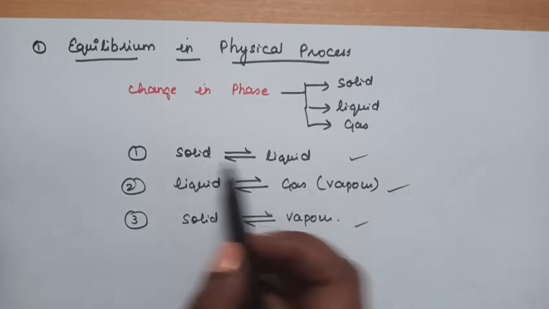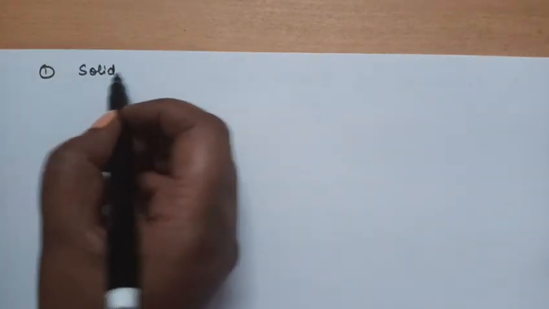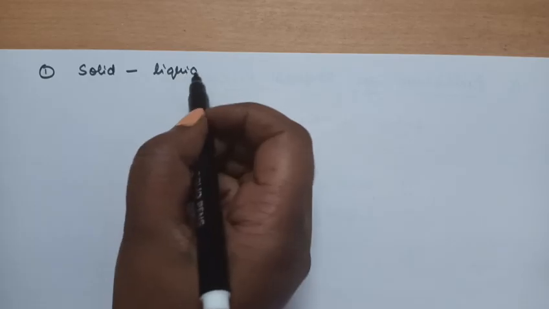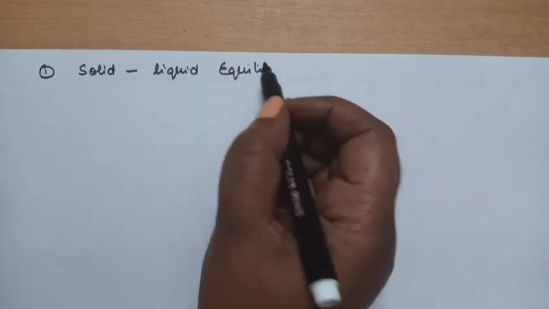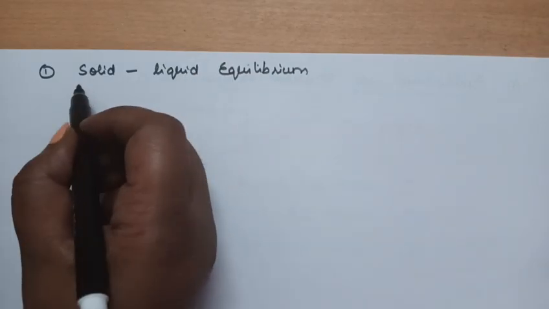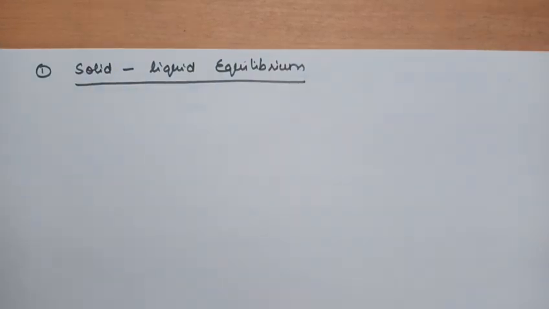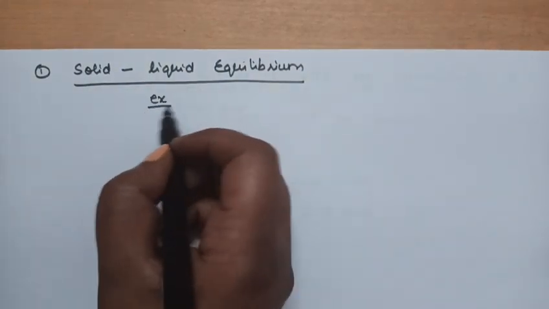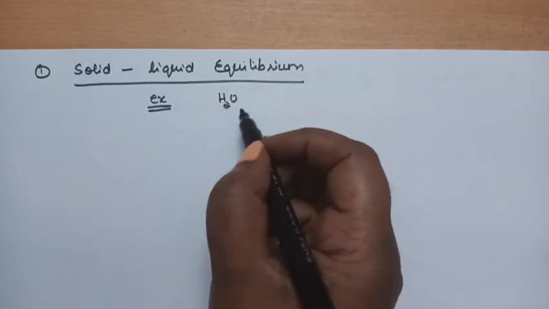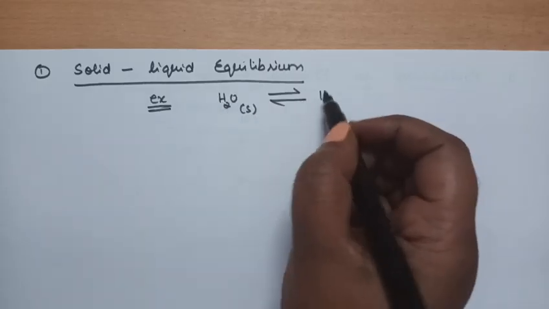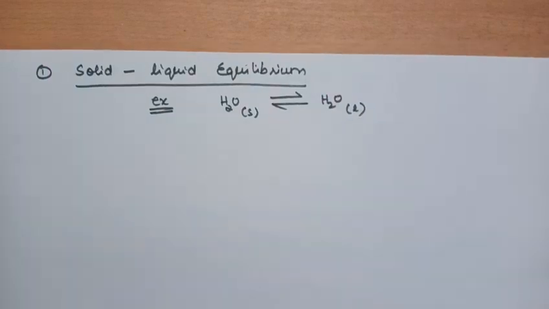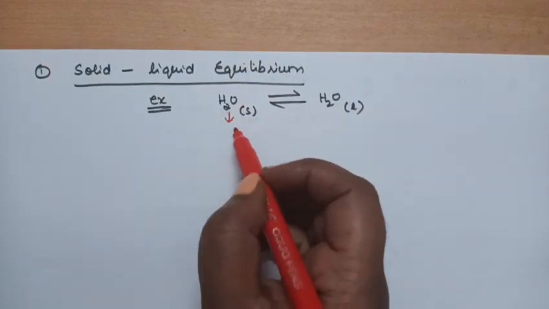So first we will take solid liquid equilibrium. So let us learn this by taking one example. So here the example what we are taking is water in the solid form converting to water in the liquid form. So here water in the solid is nothing but ice.